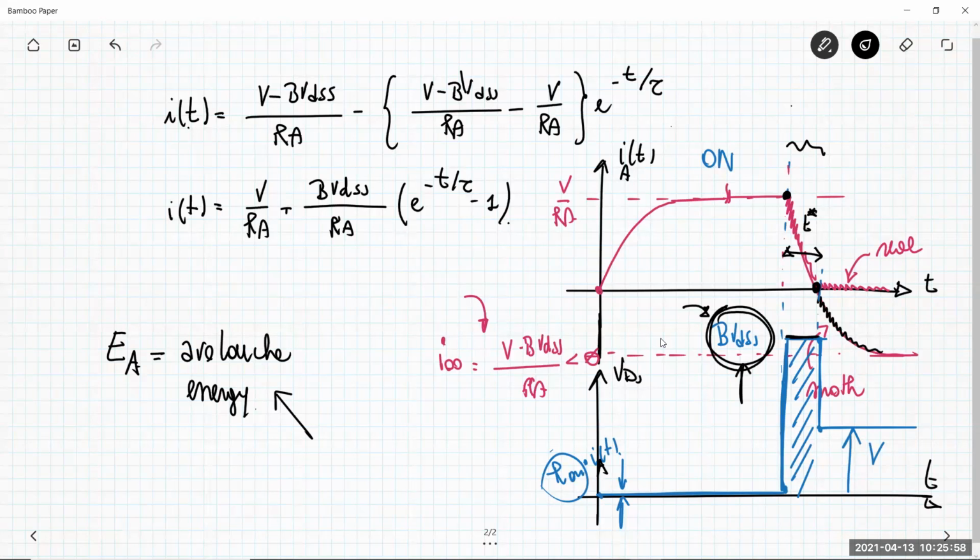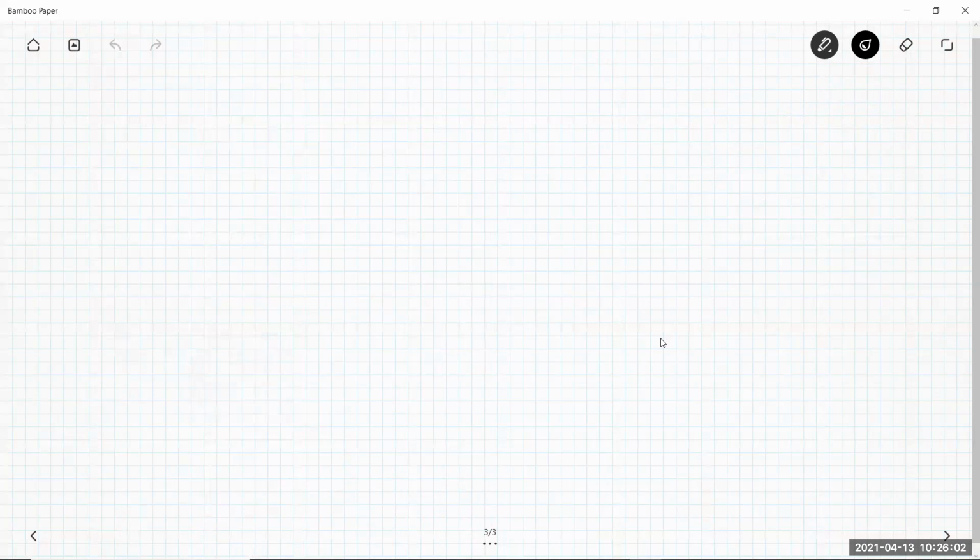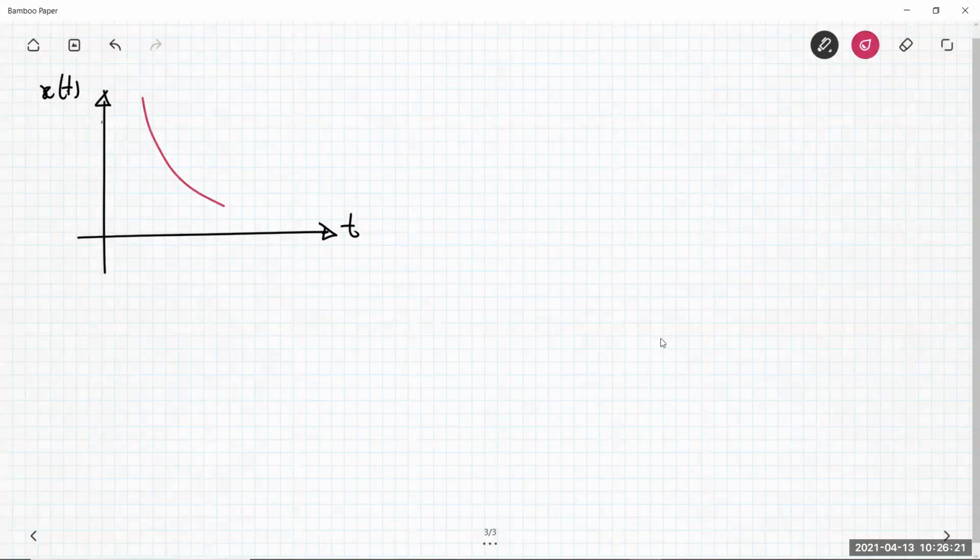Okay, so in order to compute this time interval, which is the first step in evaluating the total energy, let me just discuss two results that will be employed here. So consider a generic exponential variation of a variable x versus time. So suppose that this variable is something like this, it's an exponential variation.